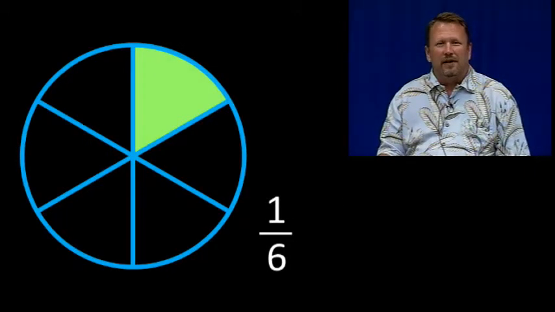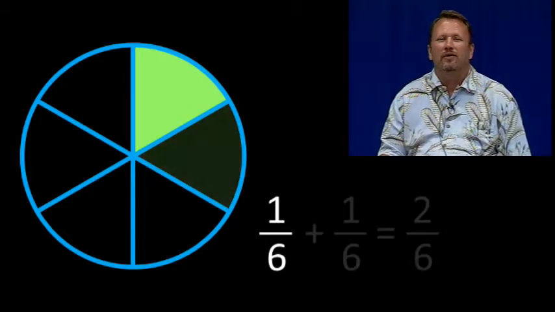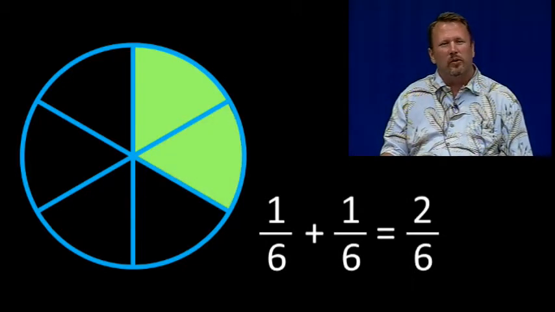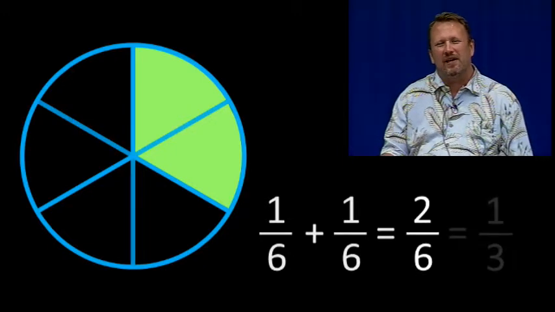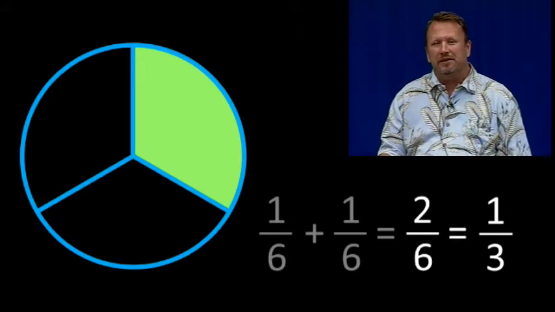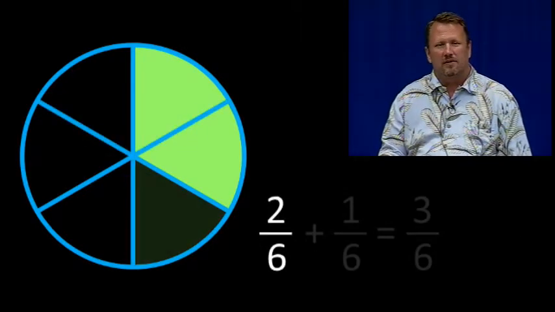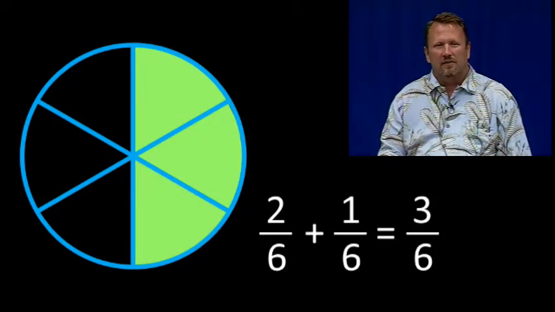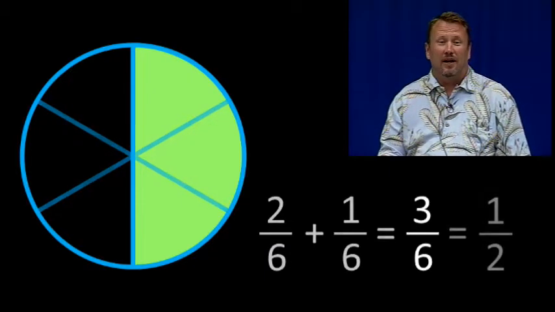So because 1/6 is half of 1/3, if we take 1/6 and add 1/6, we get 2/6, which is the same thing as 1/3. If we take 2/6 and add 1/6, then we get 3/6, which is the same thing as 1/2.